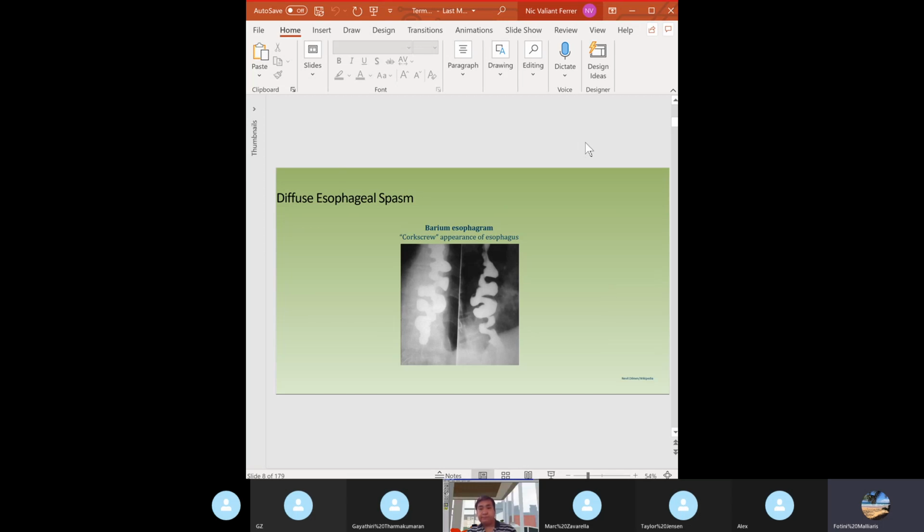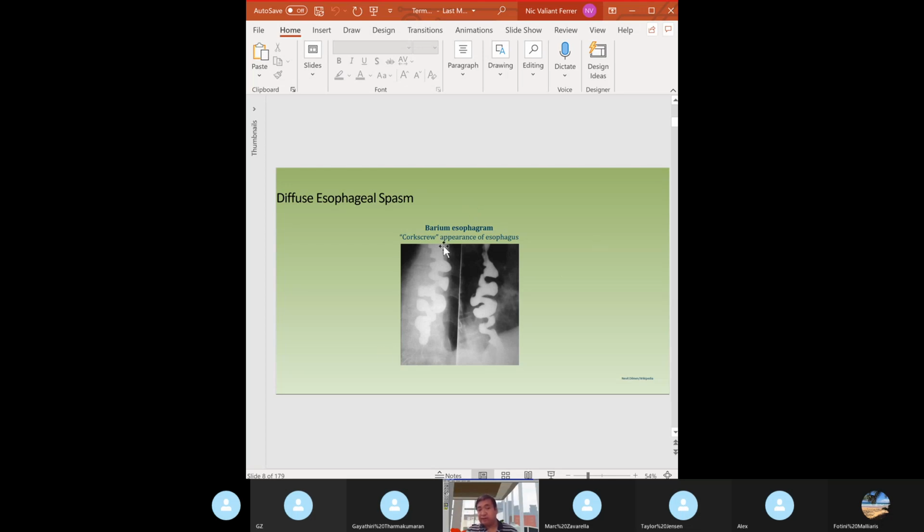Would it be like hiccups? Careful. It's comparable to MI. You think that the patient is having an MI, but it's not an MI. It is a diffuse esophageal spasm. How do we know? Let's look at the barium esophagram. They're going to show you this.